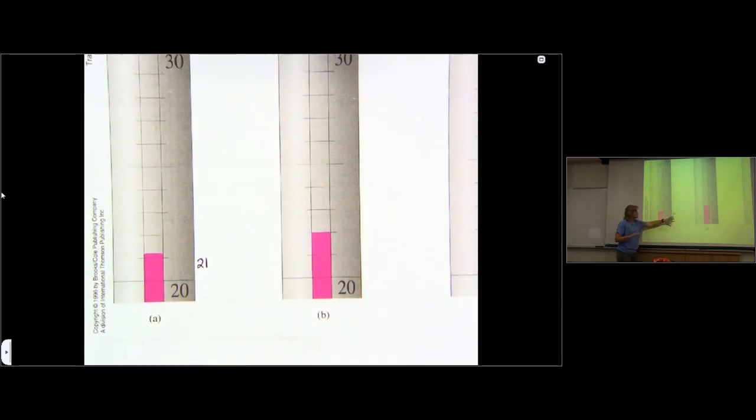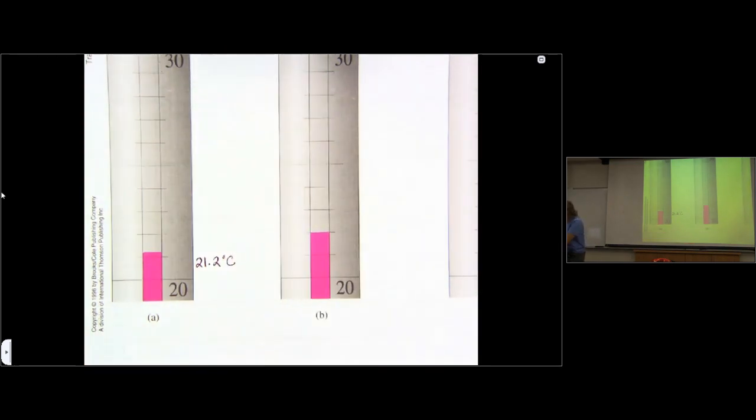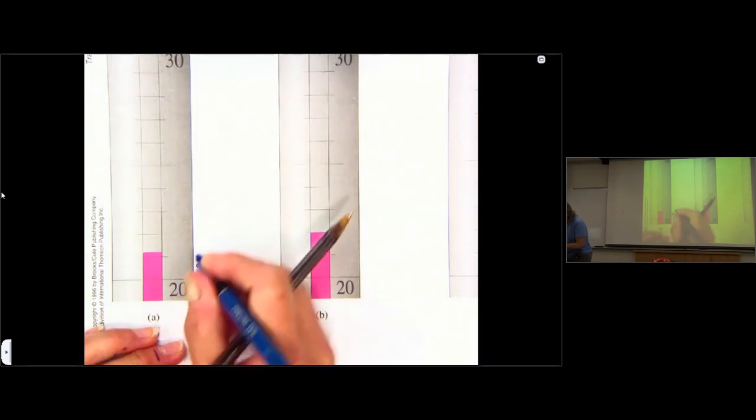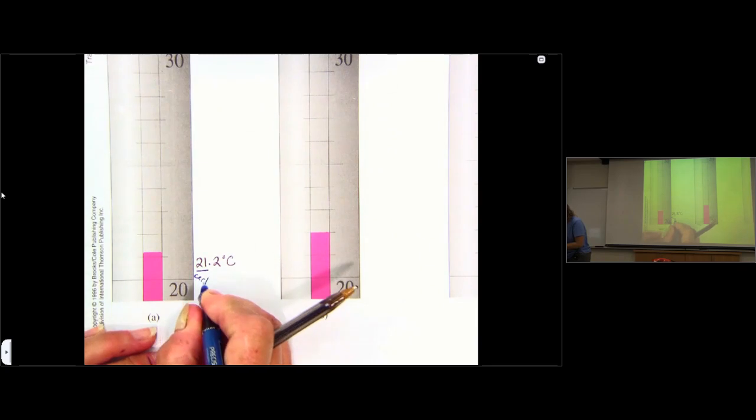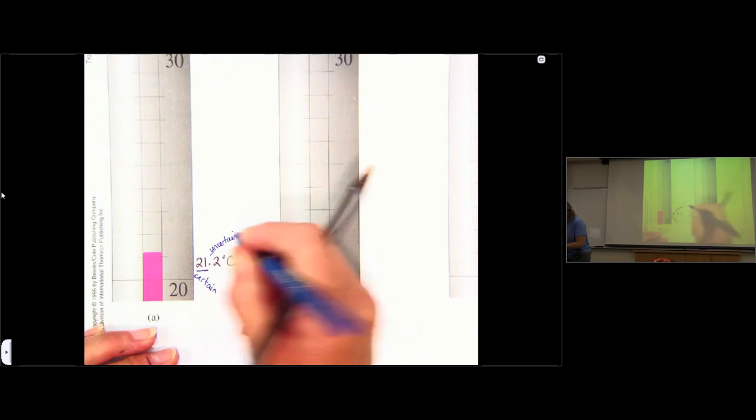That means this is my certainty, and then what do we have to do? Make a guess. We have to pick the uncertain. How do you do that? Well, you kind of judge halfway, and then you say, okay, I'm going to take a guess. And call it what? 0.2. That's what I would call it. 21.2 degrees Celsius. And then we can say, these are my certain digits, and this is my uncertain digit.